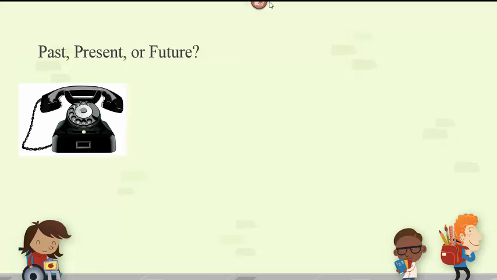Did you say past? If you did, you're absolutely correct. This is a phone that they used to use years ago. So it's a picture from the past. Now let's take a look at another picture of a phone. You might recognize this one. What do you think? Picture from the past, present, or future? Absolutely, that's a picture from the present, from the current time, from the right now. Your moms or dads or brothers or sisters or aunts or uncles might even have a phone that looks like that right now.